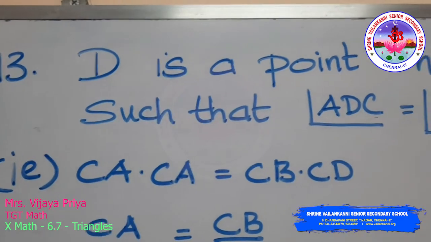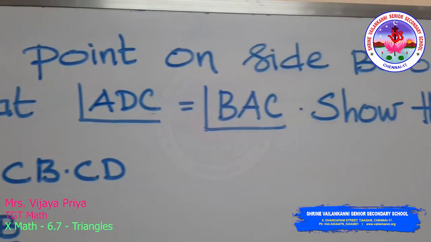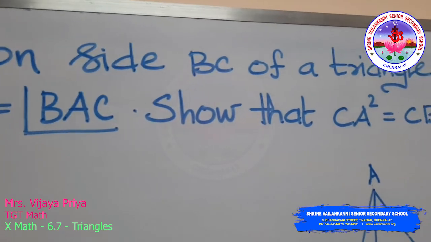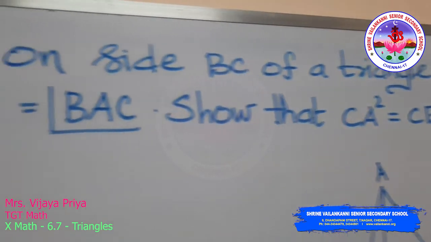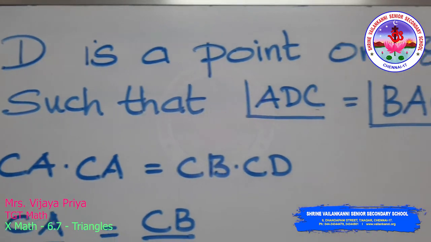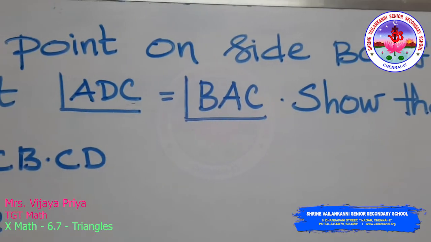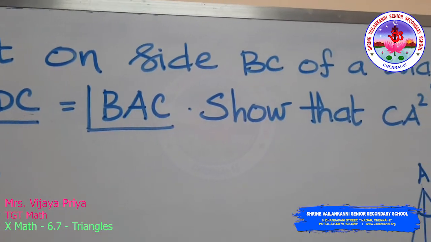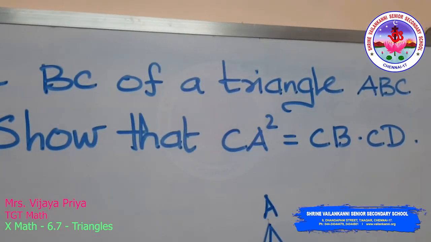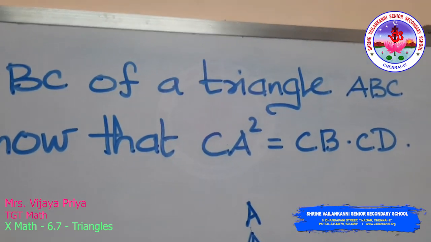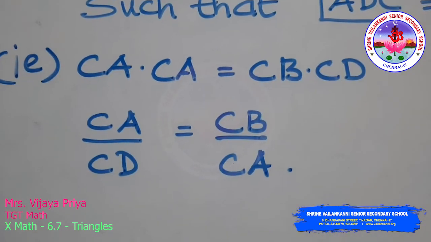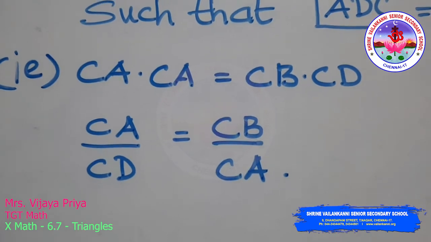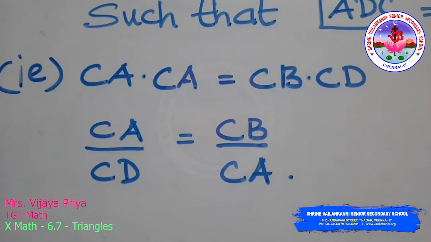13th problem. D is a point on side BC of a triangle ABC such that angle ADC is equal to angle BAC. Show that CA squared is equal to CB dot CD. So it is enough that I can prove CA by CD is equal to CB by CA.